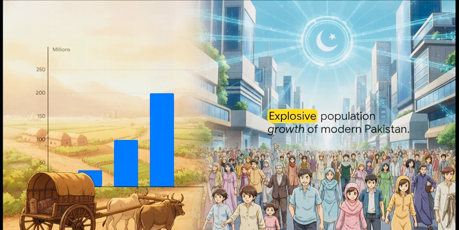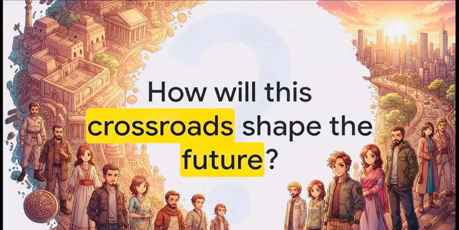I want you to think back to the very beginning of this explainer. Remember those ancient wheeled bullock carts slowly moving through quiet early agricultural settlements? Well, when the nation achieved independence in 1947, 35 million people lived in this region. Fast forward to 1990, and that number surged to 100 million. Today, it stands at over 200 million people. It is a massive, absolutely explosive population boom. Which brings us to our final thought.